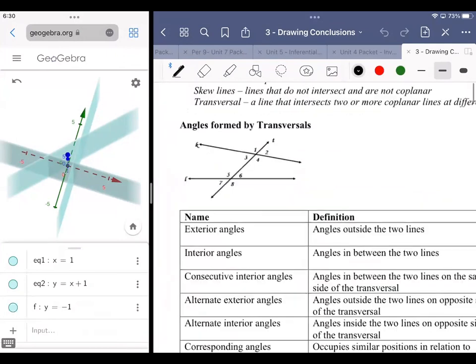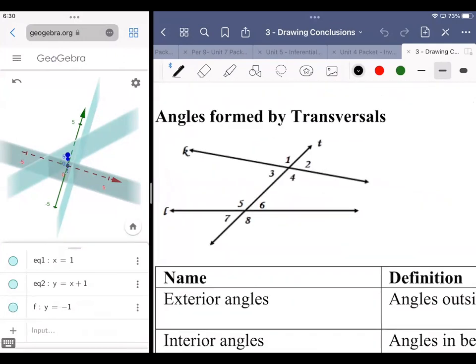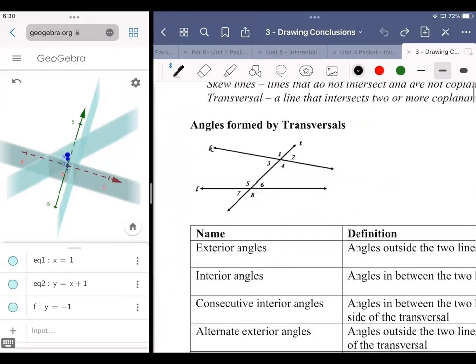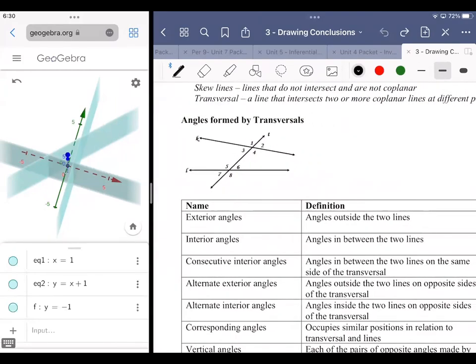And so I have a little diagram here. These are just ways of noting what the name of the line is. So I'm calling this line L and line K. It really doesn't matter what you call them, as long as you call them something. So these are my two lines. When I say exterior angles, I'm talking about angles that are outside of the two lines in this context. So anything outside of the two lines would be considered an exterior angle. That's outside, that's outside. Those would be exterior angles.